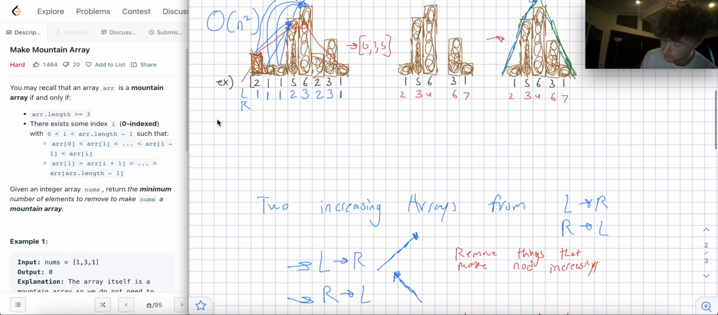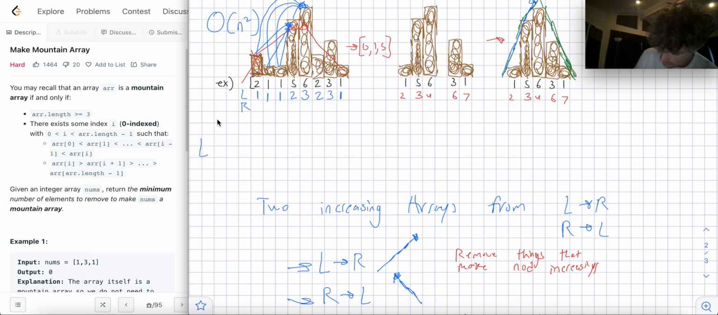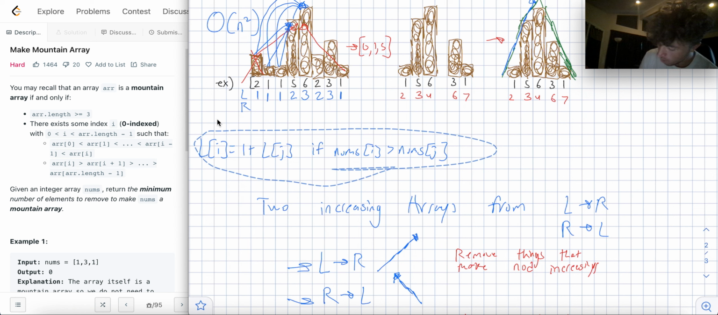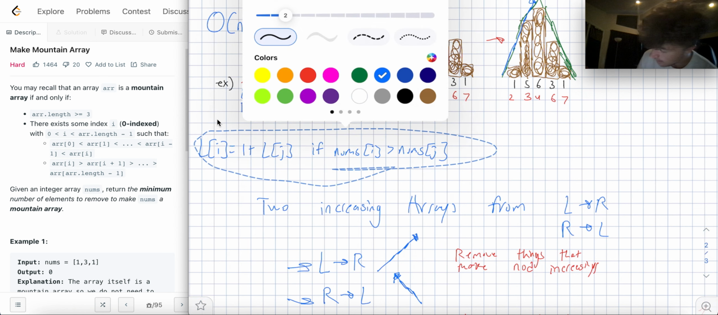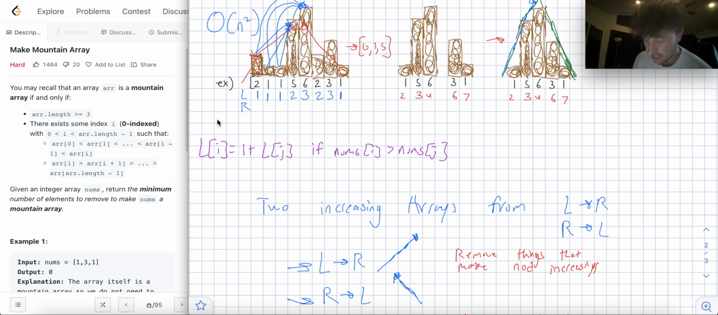So the recurrence relationship here, right, is L of I equals 1 plus L of J if nums at I is greater than nums of J. So this is the very simple recurrence relationship for finding the maximum subsequence in n squared time, right? Because for each element, you have to look at all the elements before it to see if you can attach yourself to it. But it's pretty intuitive, right?